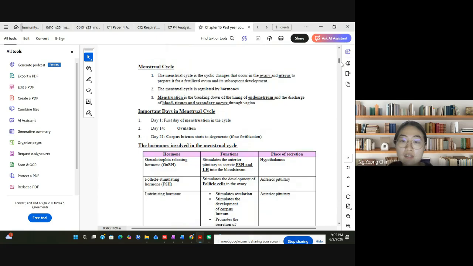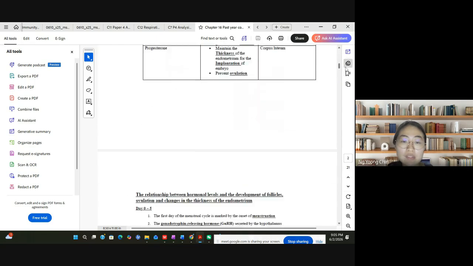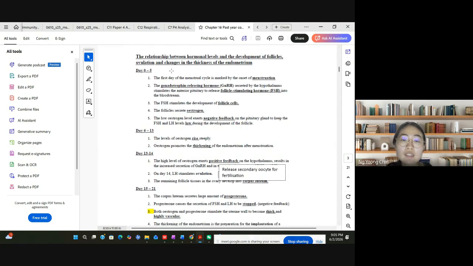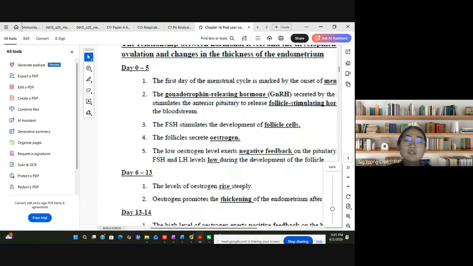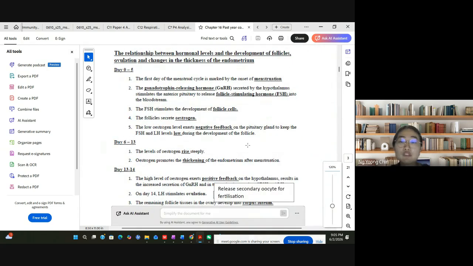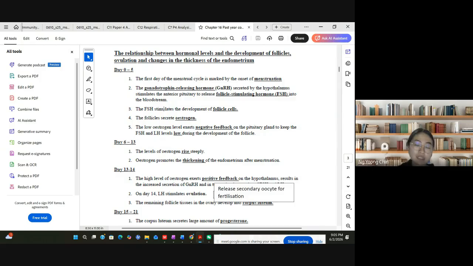So you can see the menstrual phase, which is from day 1 to day 5. The first 5 days will be the menstruation cycle. What happens at this point is that the follicle stimulating hormone has the highest level during these first 5 days. So they will secrete estrogen later.